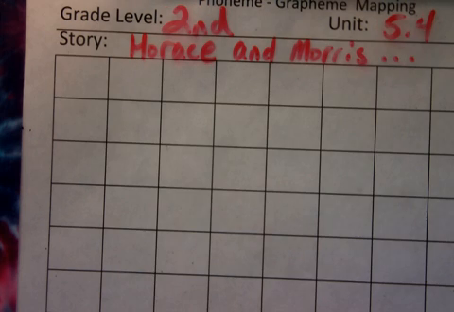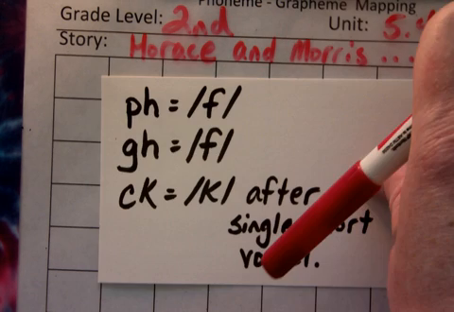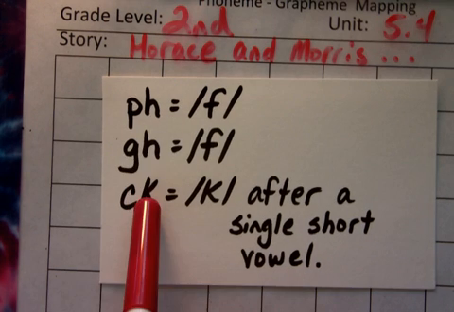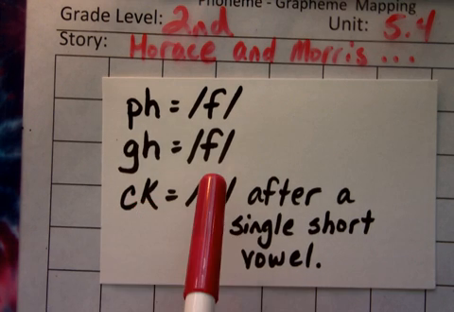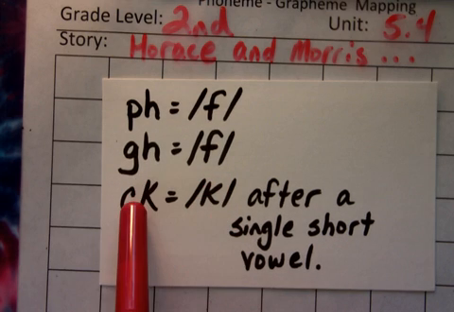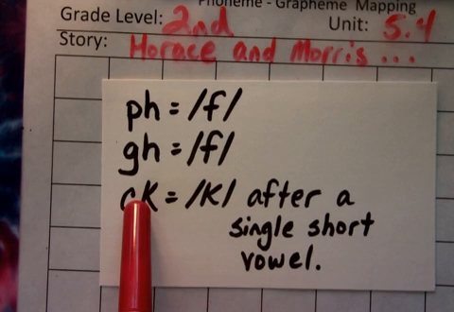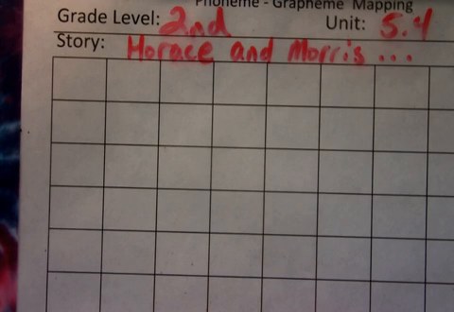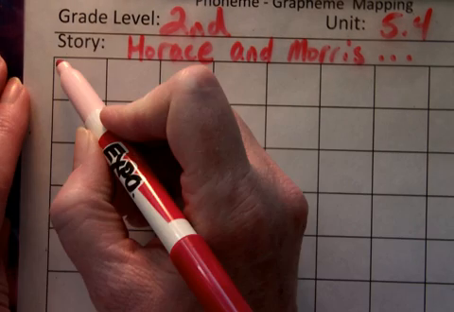All right. Let's get into our words. I'm going to group them. Let me get my card. I'm going to group them by these graphemes. Graphemes are the letters. Phonemes are the sounds. So I'm going to group them by the grapheme. So the first one is going to be the word phone. I had to answer the phone.